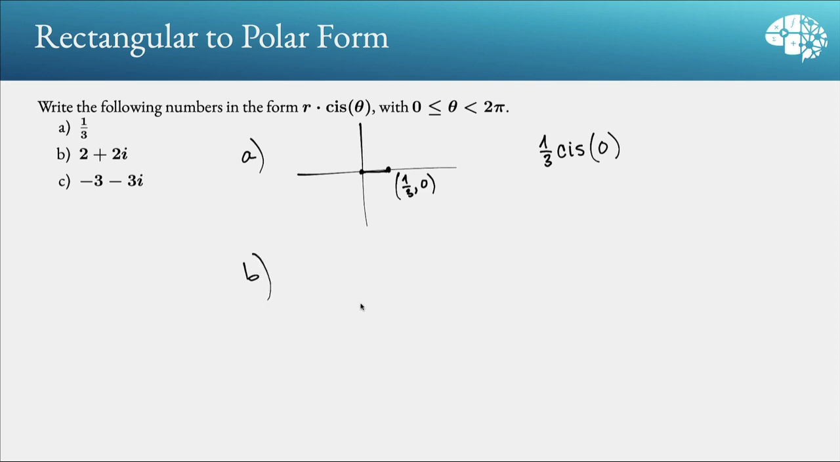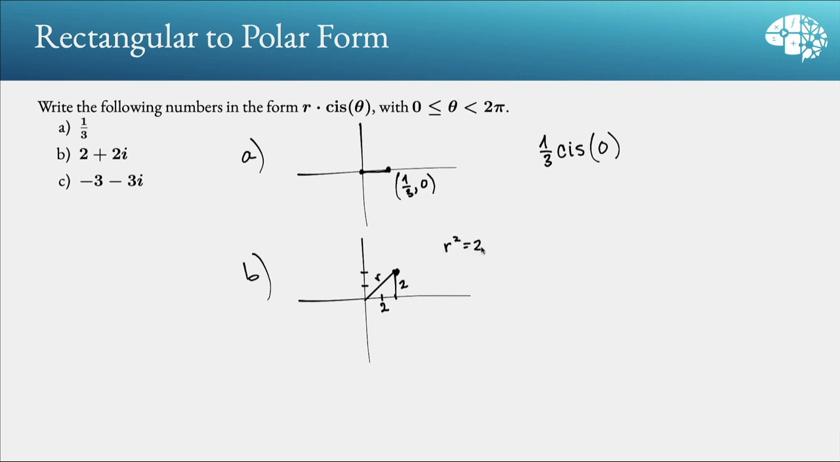Okay, for B, if I draw this, 2 plus 2i is 2 units in the real axis and 2 units in the imaginary axis. So that right there is what I'm looking at. In order to find that distance, I'm going to have to use the Pythagorean theorem. So I have a distance of 2 here and a distance of 2 here.